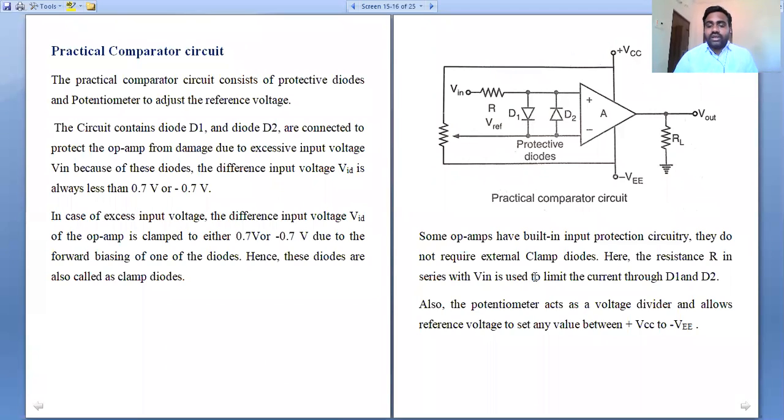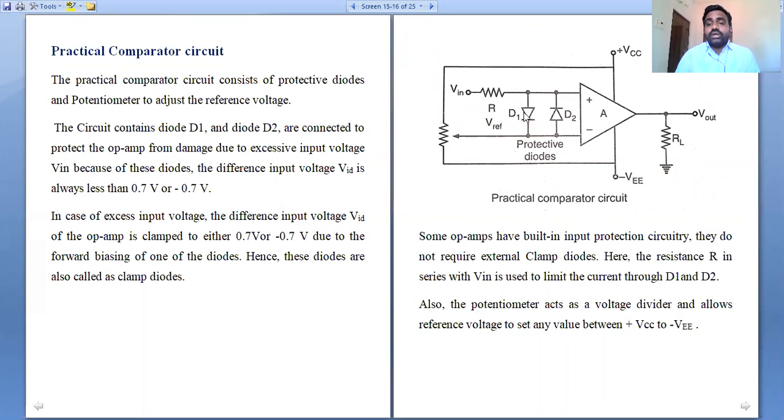Okay, so if we analyze the operation, the input voltage is connected to the non-inverting terminal and diodes D1 and D2 are connected in parallel to the input terminals. These two diodes are nothing but protecting diodes or clamp diodes. The reference voltage is taken from the biasing terminals internally. Otherwise we can connect an external supply as the reference voltage. With the help of this potential divider connection, we can connect the input voltage.